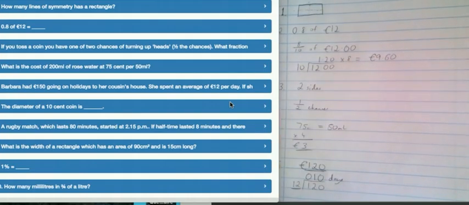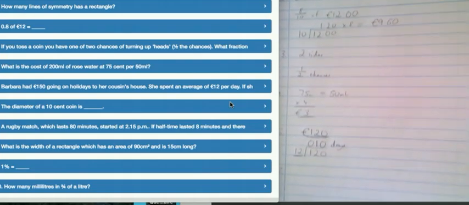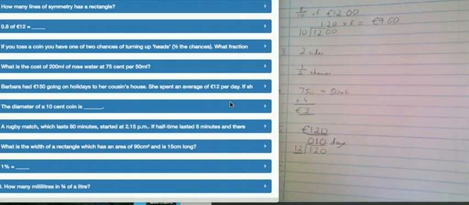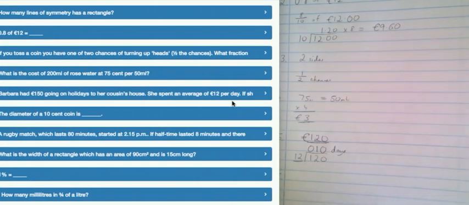Question 6. The diameter of a 10-cent coin is what? Is it 15 millimeters, 2 centimeters, 25 millimeters, or 3 centimeters in width? Now you really need a 10-cent coin for this and a ruler, or you could have a replica of a 10-cent coin or a picture of the exact size of a 10-cent coin.